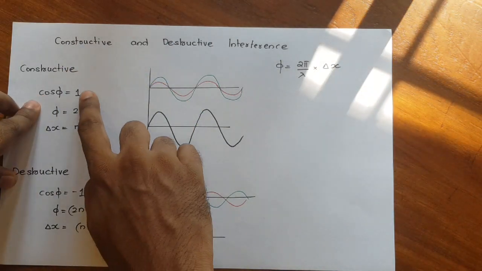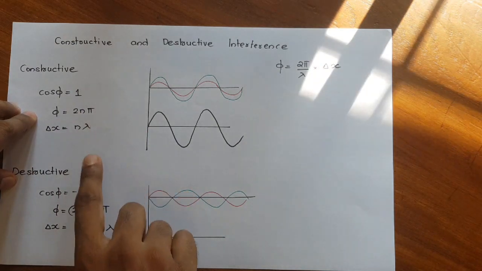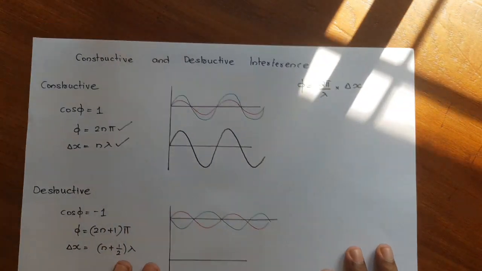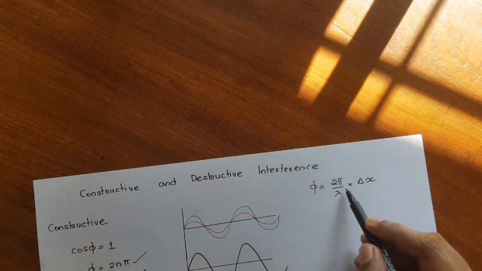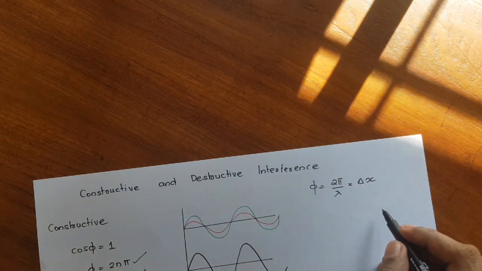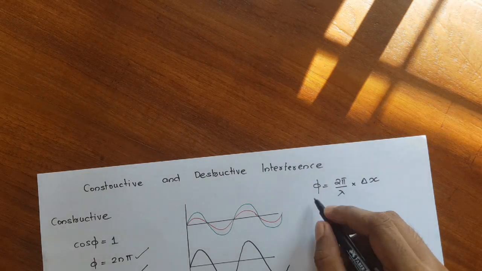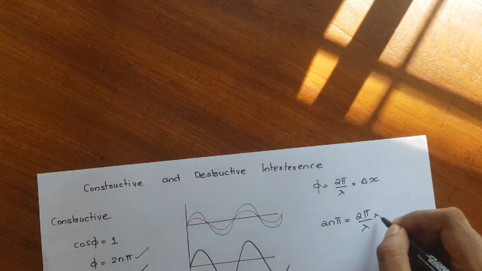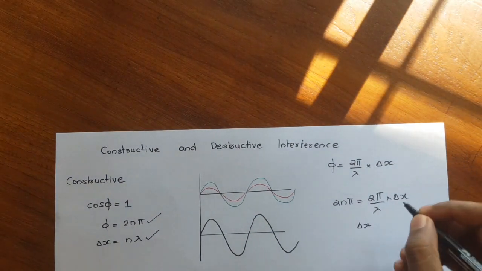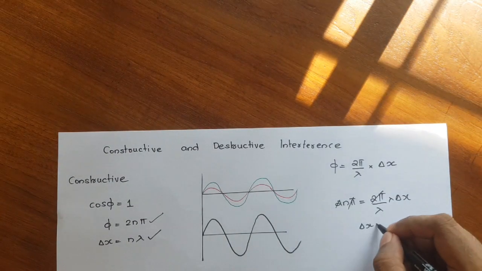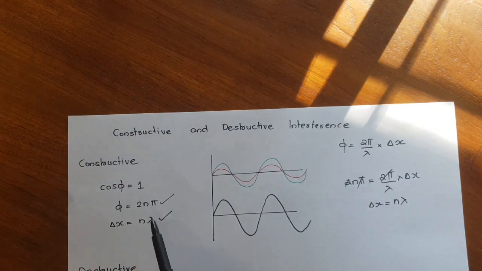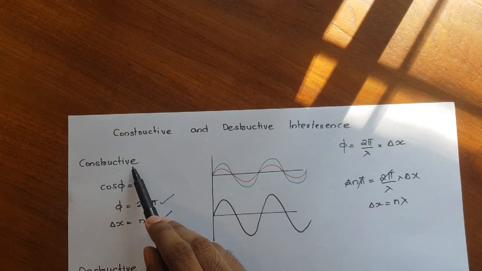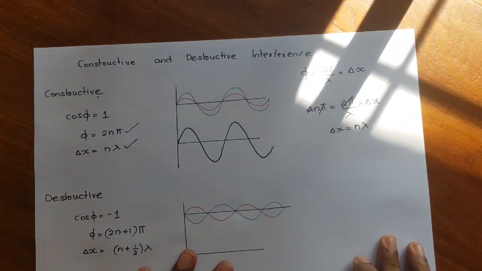Constructive interference happens when cos phi becomes 1, that is even multiple of pi. So if you know the condition of phase difference, you can easily derive the condition of path difference, because we already saw that the phase difference is equal to 2 pi by lambda into path difference. We already know that. So in the constructive case, the phi value is 2n pi, that is 2 pi by lambda into path difference. From this, 2 pi and 2 pi get cancelled, delta x will be n lambda. So either phase difference is an even multiple of pi or the path difference an integral multiple of lambda, we will get constructive interference.